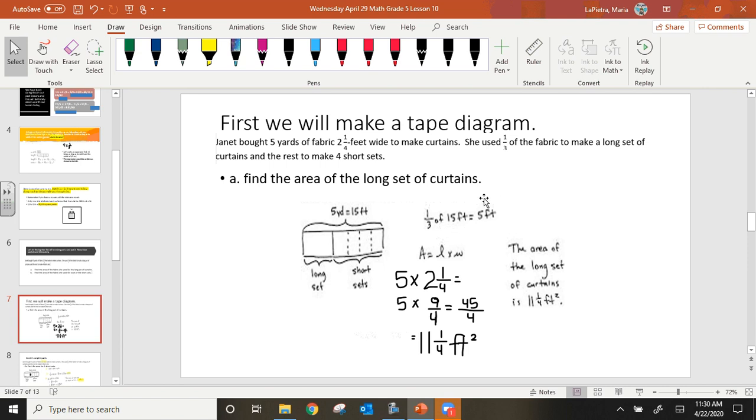Okay. So area equals length times width. 5 times 2 1/4 to make curtains. She needs 5 times 2 and 1/4. So 5 times 2 and 1/4 is 8 plus 1 is 9 over 4, which equals 45 over 4. When we divide that out, we get 11 and 1/4 feet squared. Remember, when they ask you a question, then you have to come and restate the question and put your answer in there, labeled. The area of the long set of curtains is 11 and 1/4 feet squared.